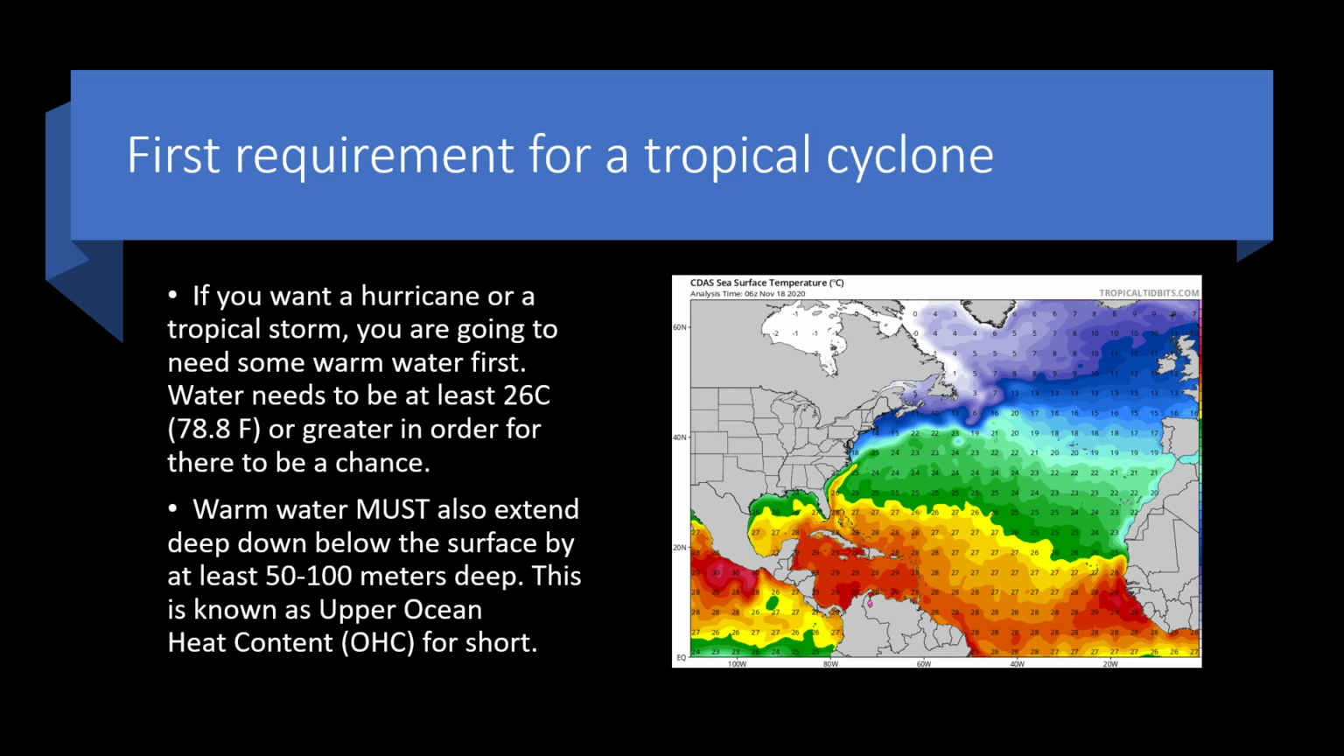However, if you conversely take a look at portions, let's just say over the Canadian Maritimes, you can see the water temperatures there in degrees Celsius are actually nearing the freezing mark. Freezing is at about 0 degrees Celsius or 32 Fahrenheit. Now, the warm water also, and this is a big thing, it must absolutely extend deep down below the surface by about 50 to 100 meters deep in the ocean. And this is known as the upper ocean heat content, which we'll talk about here in the following slides.